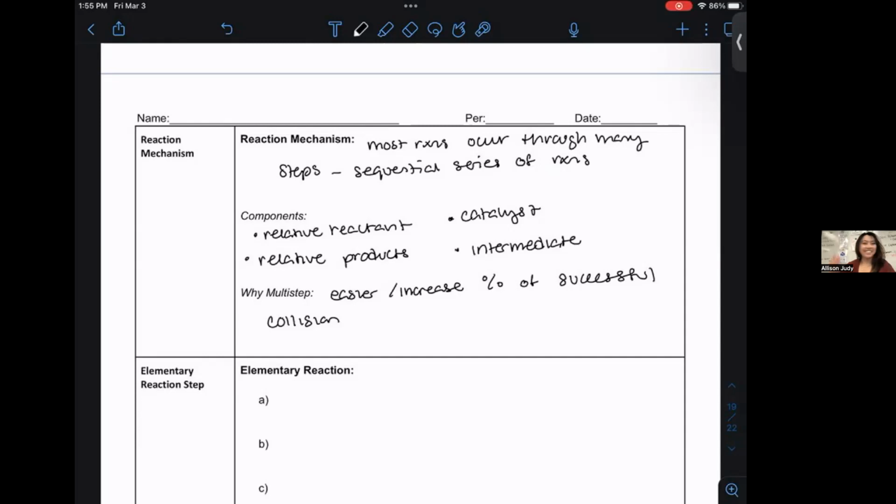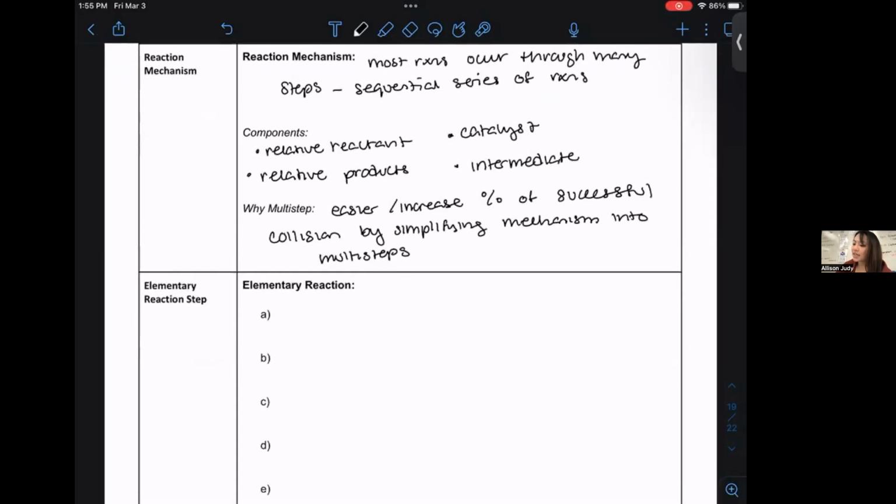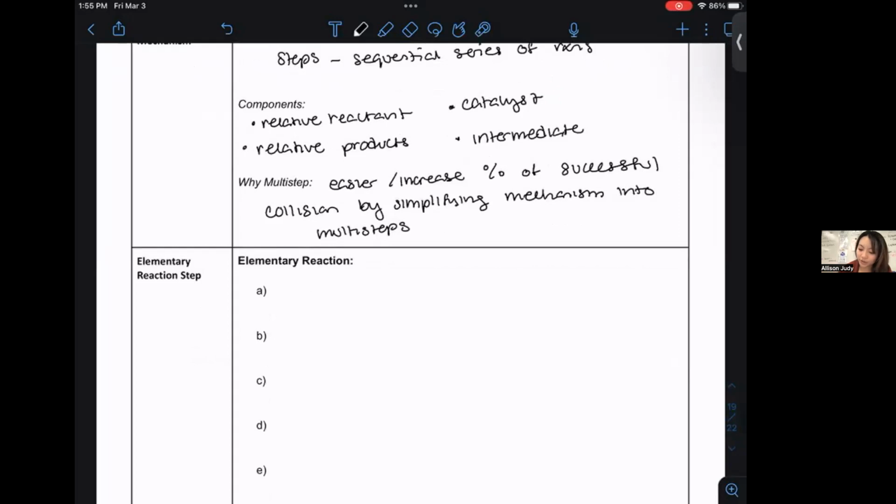So why multi-step? It's easier. It increases the percent of successful collisions by simplifying the mechanism into multiple steps. Okay. So that is what we call an elementary reaction. It is an individual step in a more complex reaction series.